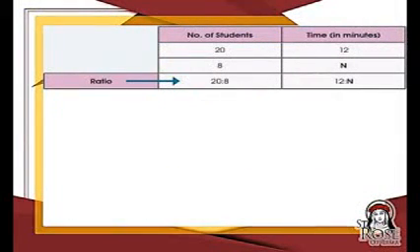Now let's try to check this table. In the first row, we have the number of students at 20 and 8, and it has a ratio of 20:8. On the second row, we have the time in minutes. For the first row, we have 12, and n for the second since it's still unknown, so we have the ratio 12:n.